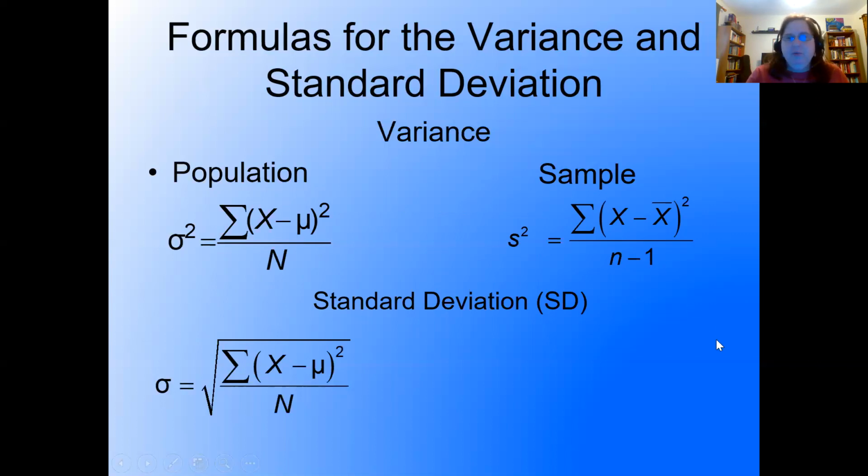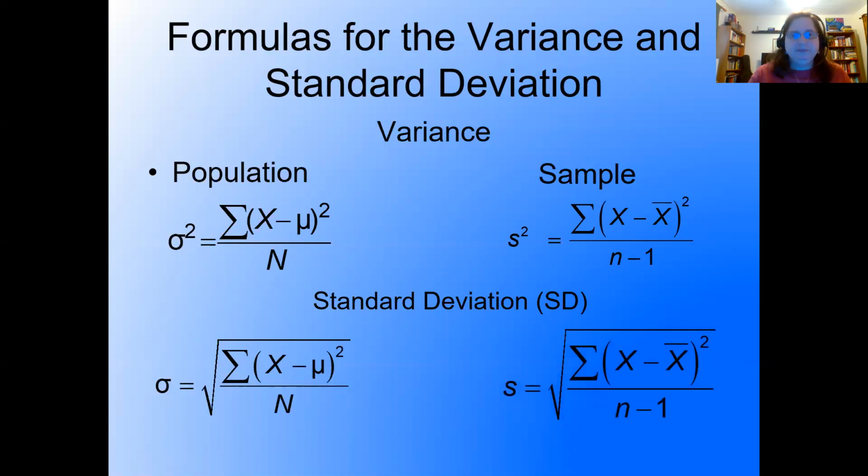Okay. So all we have left now is the sample standard deviation. Here you go. All we've done, once again, is taken the square root of both sides. Square root of s squared has to be s. Square root of this piece is square root of this piece. So once again, sigma squared equals population variance. Sigma equals population standard deviation. S squared equals sample variance. S equals sample standard deviation.